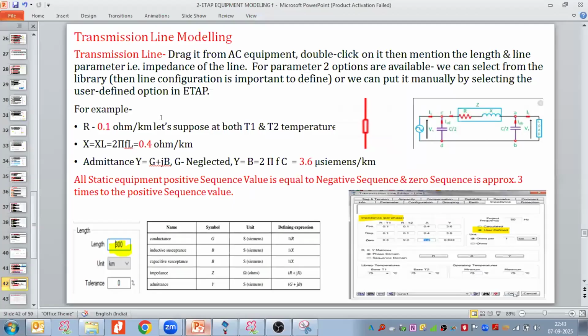Typically, for example, our resistance is 0.1 ohm per kilometer, let us suppose at both T1 and T2 temperatures, and we can mention that there. X would be XL, which is 2πfL, my reactance. Generally, in the absence of any value, we can take 0.4 ohm per kilometer.